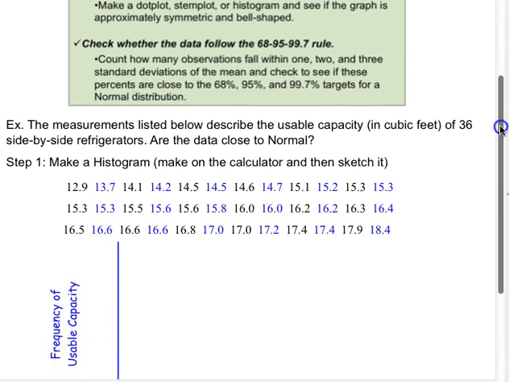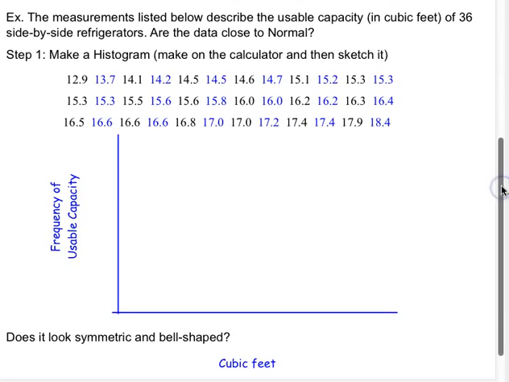Now, the first one is we could easily just make a histogram of the data. Okay, if you make a graphical display, that's going to show you if it has approximately the right shape. So here are the measurements listed below. Describe the usable capacity in cubic feet of 36 side-by-side refrigerators. Are the data close to normal?